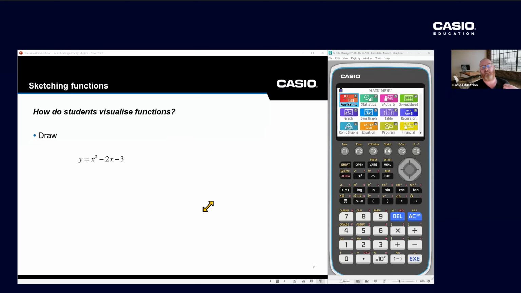So we're going to start off with how do students visualize functions. We're going to keep things very simple today.